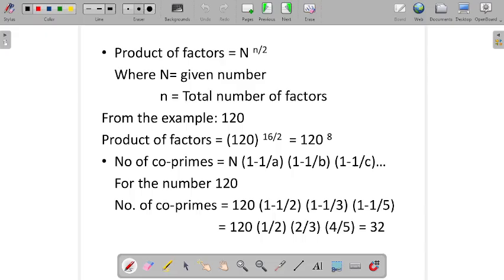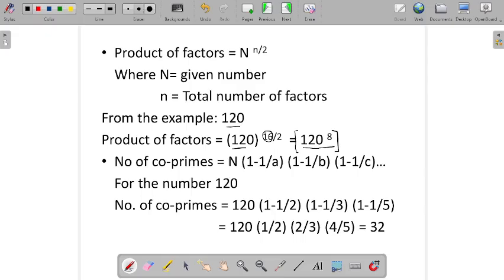Next, for finding product of factors, the formula is N power n by 2. Here capital N means the given number and small n is the total number of factors. For example, here we took 120 as the example. When we apply this formula, 120, and 16 is the total number of factors we found, right? 16 by 2, so the value is 120 power 8. This is the value for 120, when we want to find the product of factors.